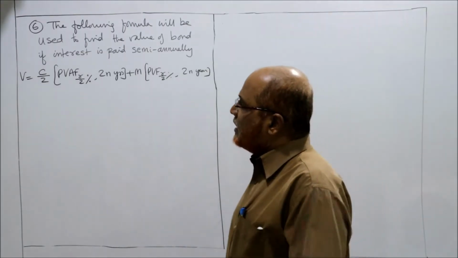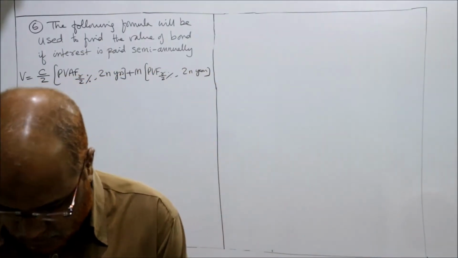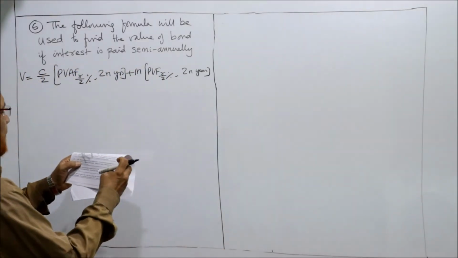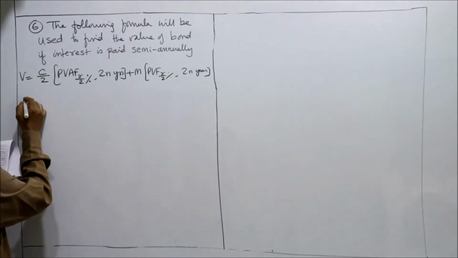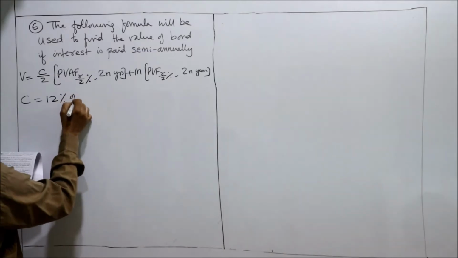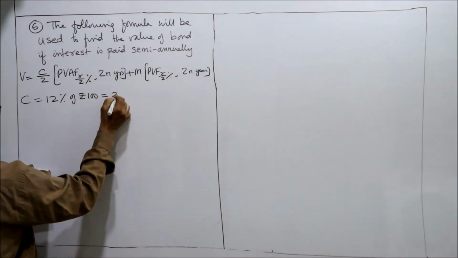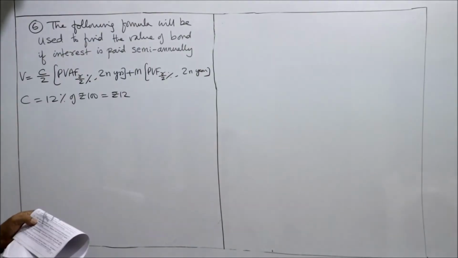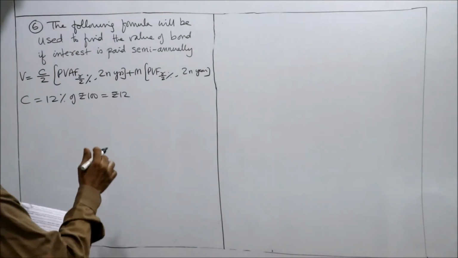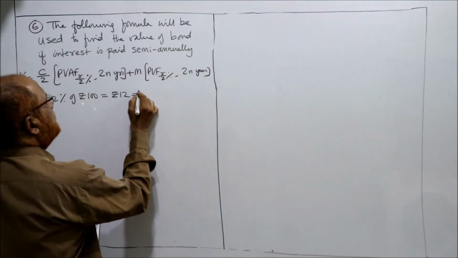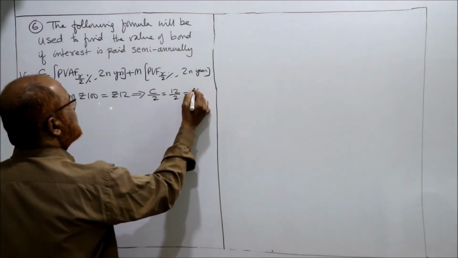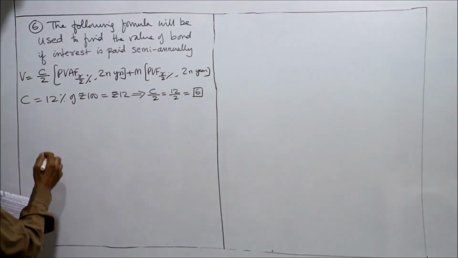Right? So here in our problem, 6th problem, you can see C is equal to 12%. 12% of rupees 100, rupees 12. Coupon rate 12%. Face value is 100. So 12 rupees. So C by 2 is equal to 12 by 2 is equal to 6. C by 2 will take 6.